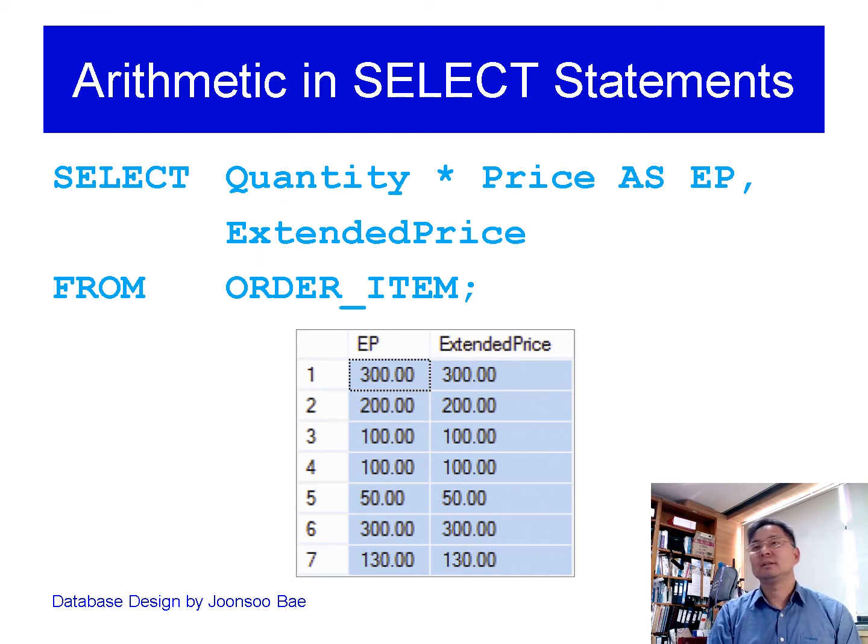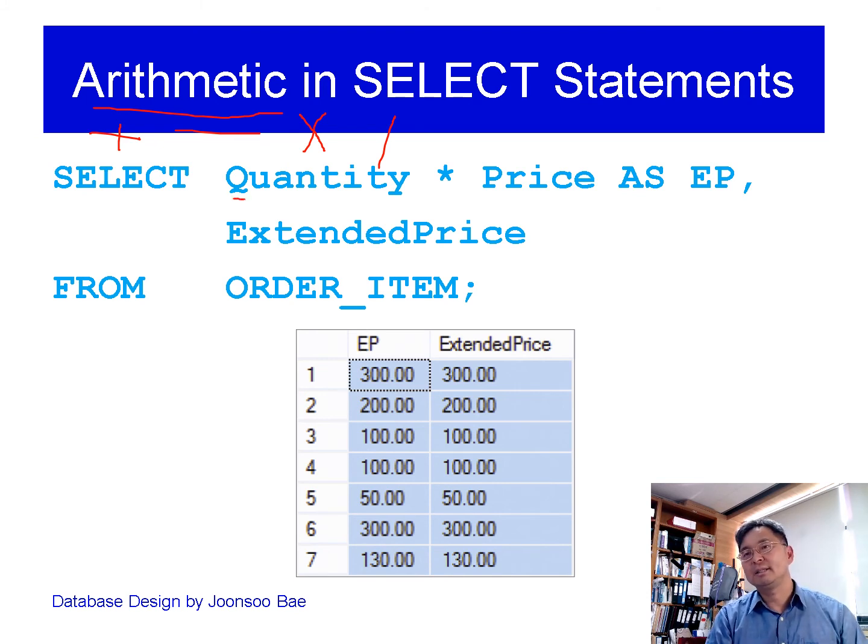Okay, now the next topic: it is possible to use basic arithmetic. Arithmetic means very simple calculations like plus and minus and multiplication and division. Yes, this kind of simple calculation is called arithmetic operations. So this kind of arithmetic operation is possible in a select statement.